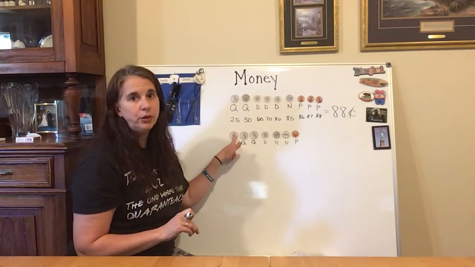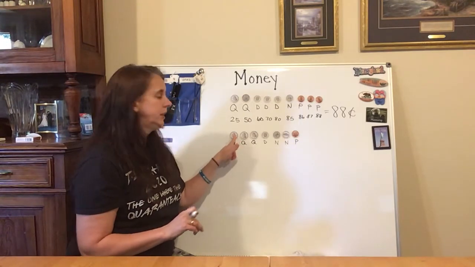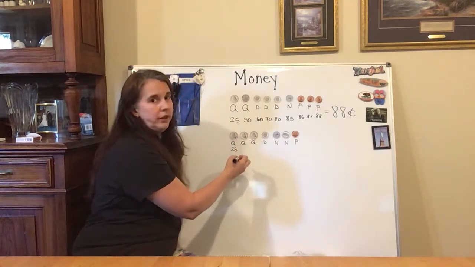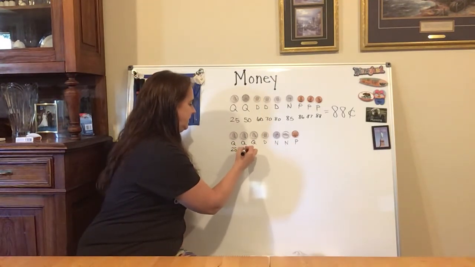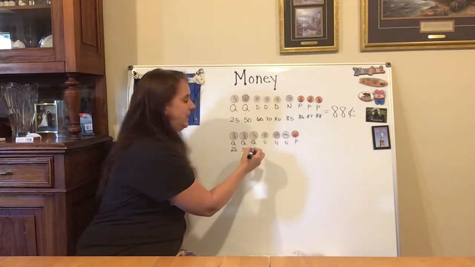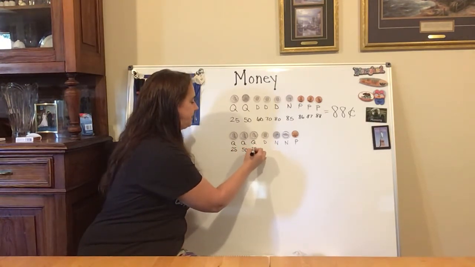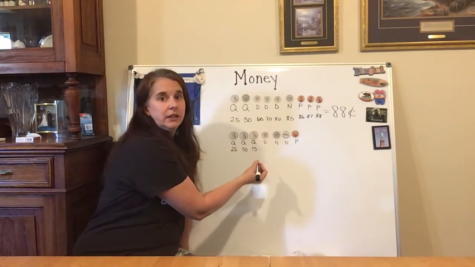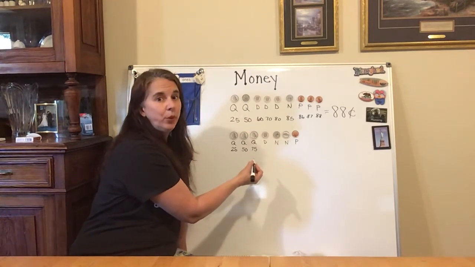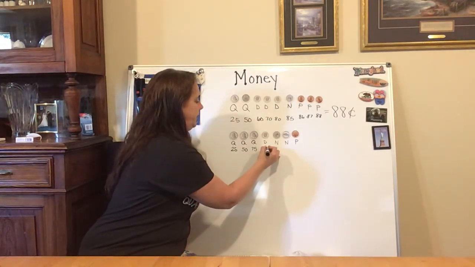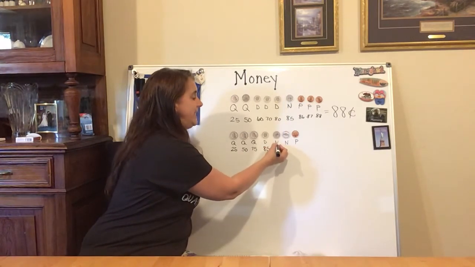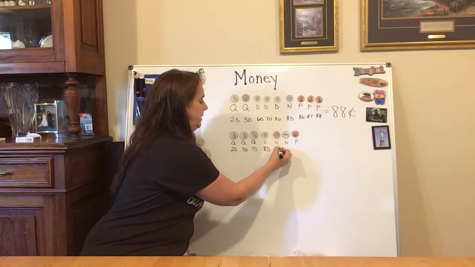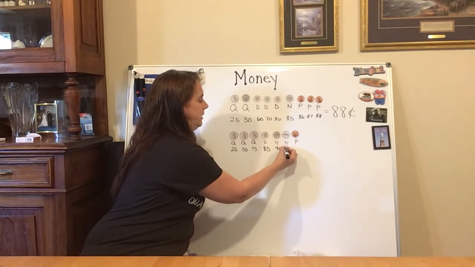Remember, our quarters are worth 25 cents, so we're gonna add those. So we have 1 quarter, 25, 2 quarters, 50, 3 quarters, 75, and then now we're going to add a dime. Remember, we're adding 10. So we have 75 plus 10 more is going to be 85. Now we have a nickel. So 85 plus 5 more, 90, plus 5 more, 95.